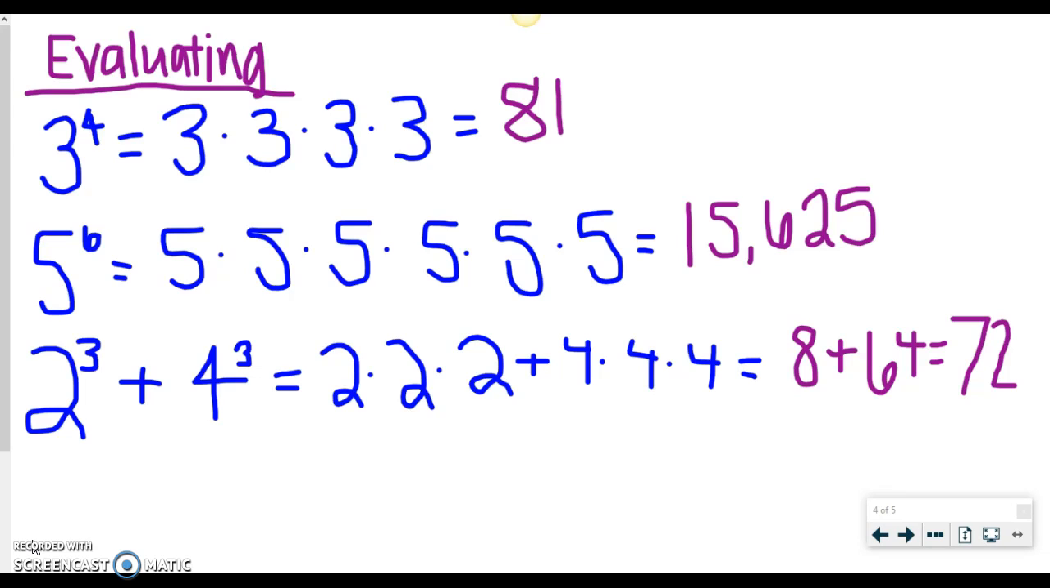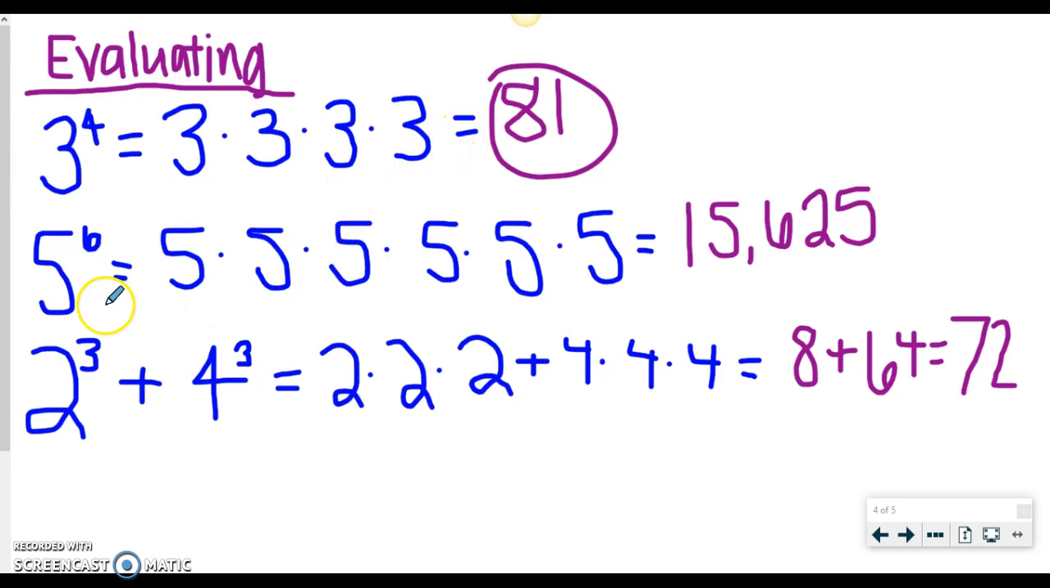Now we will learn how to evaluate expressions with exponents. Alright, so for this first example right here, it's 3 to the 4th power. To break it down and make it simpler, you can write down the number of the exponents. So I wrote down 4 3's. Then you will put that in your calculator, and your answer will be 81.